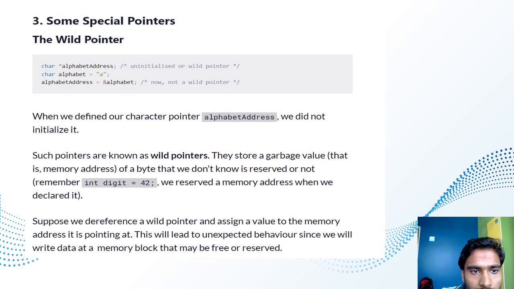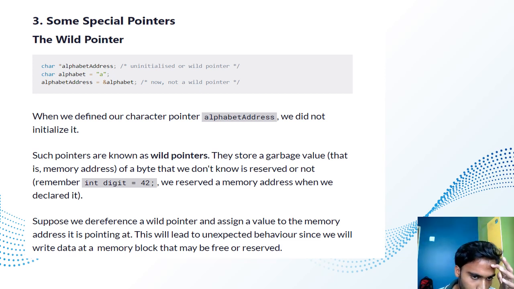Some special pointers: the wild pointer. char *alphabet_address; uninitialized or wild pointer. char alphabet = 'a'; alphabet_address = &alphabet. When we defined our character pointer alphabet_address, we did not initialize it. Such pointers are known as wild pointers. They store a garbage value, that is the memory address of a byte that we don't know is reserved or not.